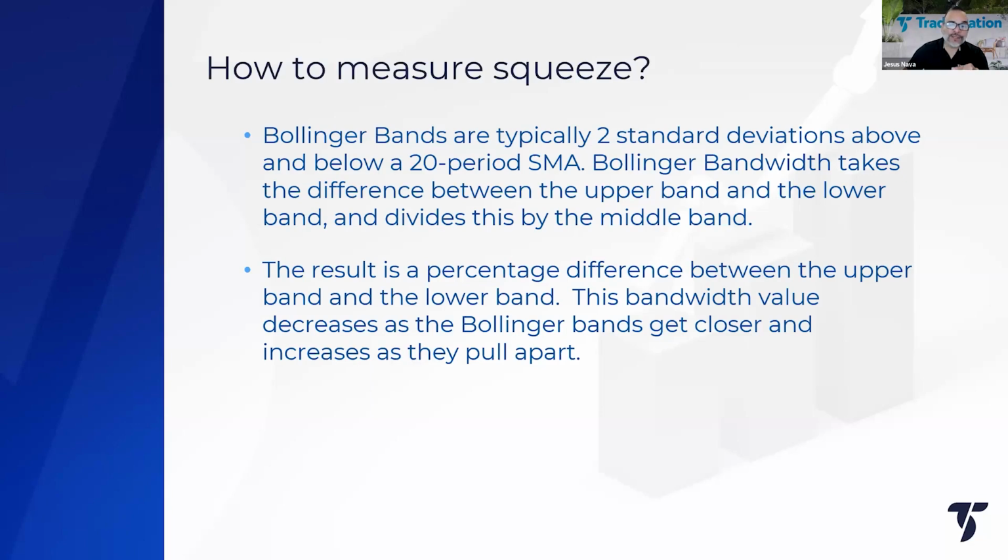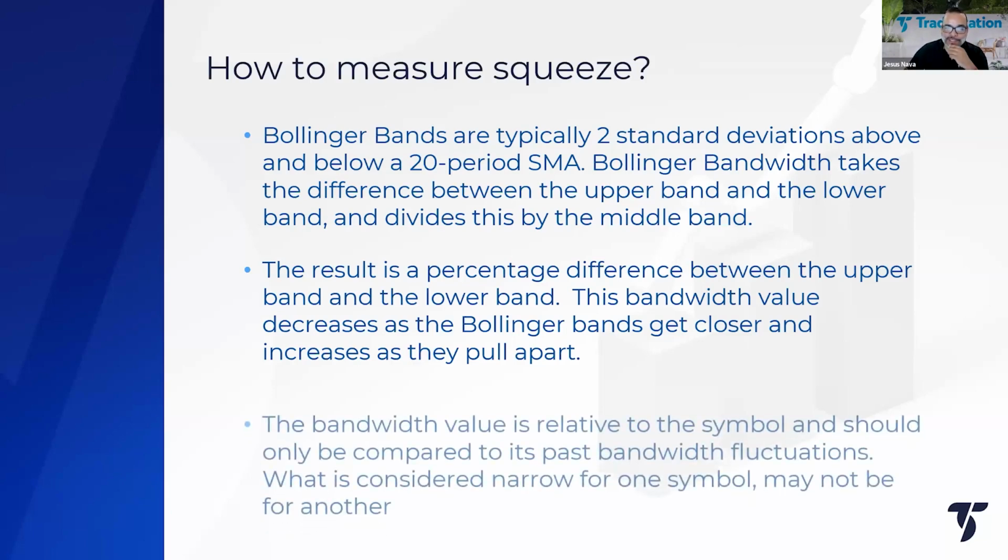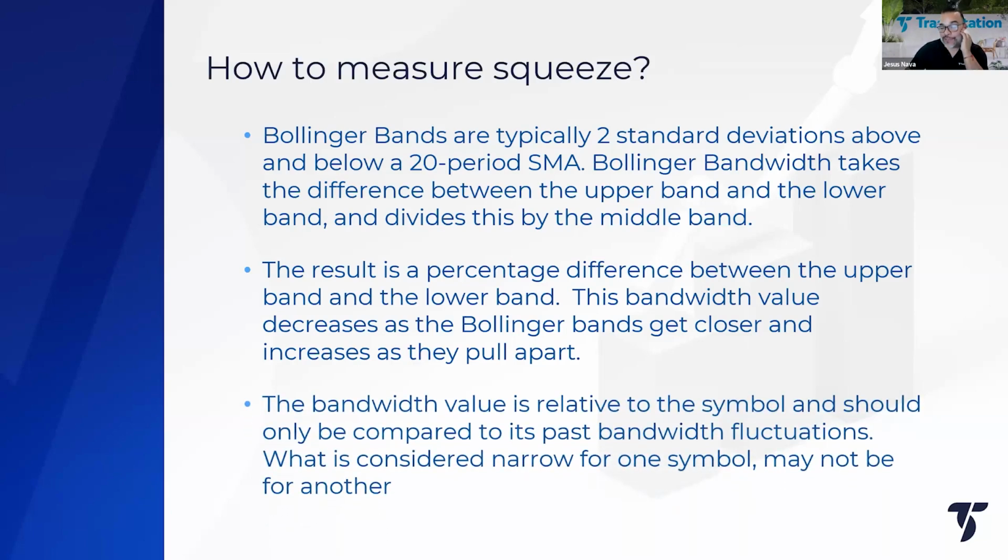And of course, the values are going to decrease when the Bollinger Bands get closer to each other, and the value will increase as they pull apart. That's pretty much what the calculation is going to try to tell us. And of course, once those values get lower and the Bollinger Bands start getting closer to each other, that's what we're going to look out for because we would be in a period of squeeze.